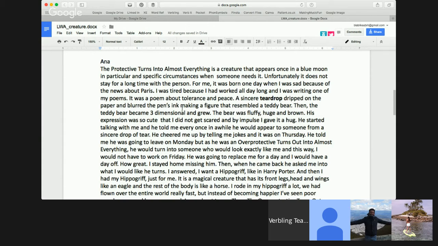Then the teddy bear became three-dimensional. It's very cool. And grew. The bear was fluffy, huge, and brown. His expression was so cute that I did not get scared and, on impulse, to do something on impulse, I gave it a hug. He started talking with me and he told me every once in a while, he would appear to someone from a sincere teardrop.